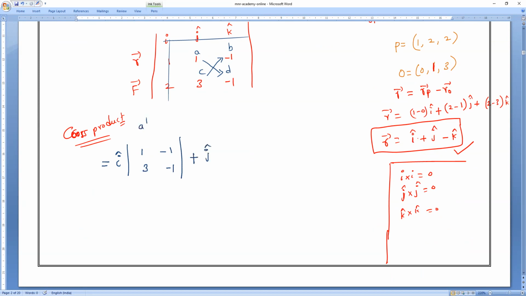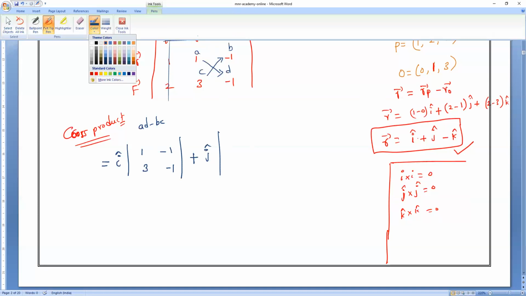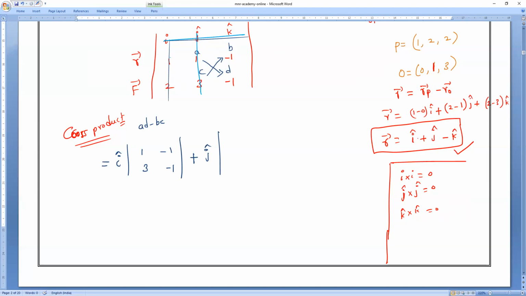Next, J cap. AD minus BC, always remember. J cap means you have to remove J, then what else is there? J after this will come first. So minus 1, minus 1, and 1 and 2. Clear, everybody? See how we go in cyclic form. Minus 1, minus 1, and 1 and 2. Am I right, guys? Please respond.